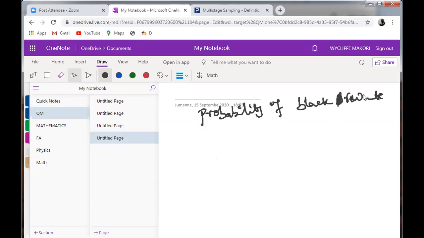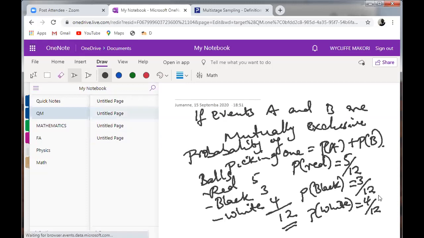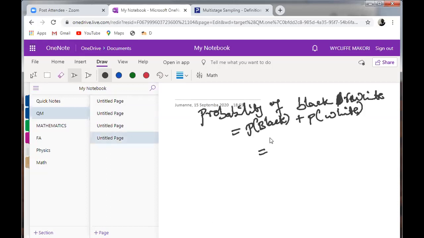If the question was talking about the probability of black or white, this is the same as the probability of black plus the probability of white. For black, the probability was 3 over 12. For white, it was 4 over 12. So we add those probabilities, 3 over 12 plus 4 over 12, and you find this is going to be 7 over 12. That is the answer. So anytime we are using the OR, we normally do the addition.